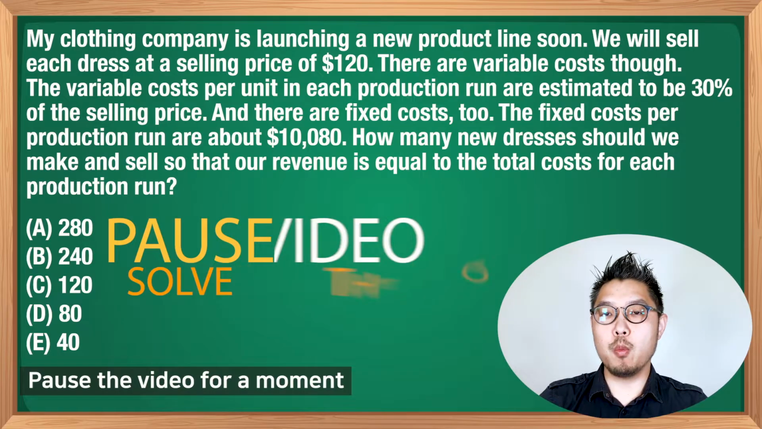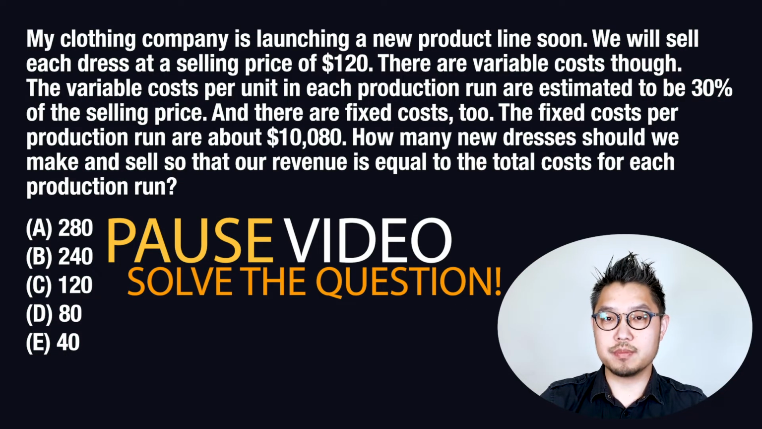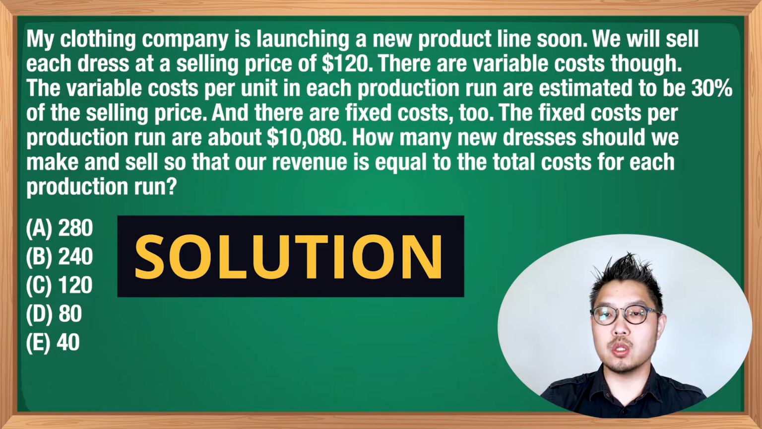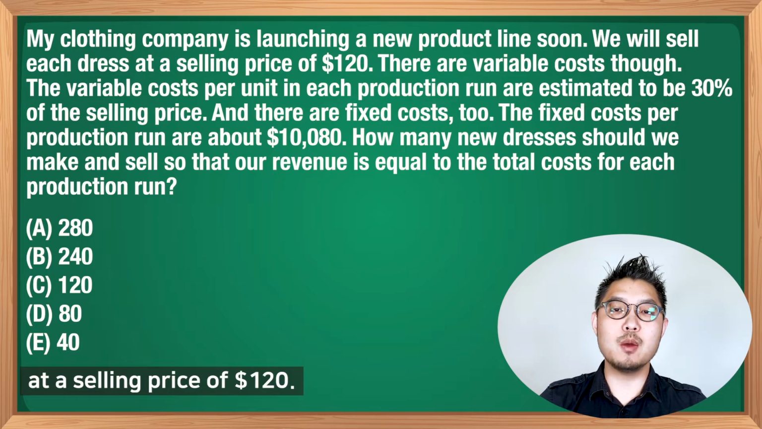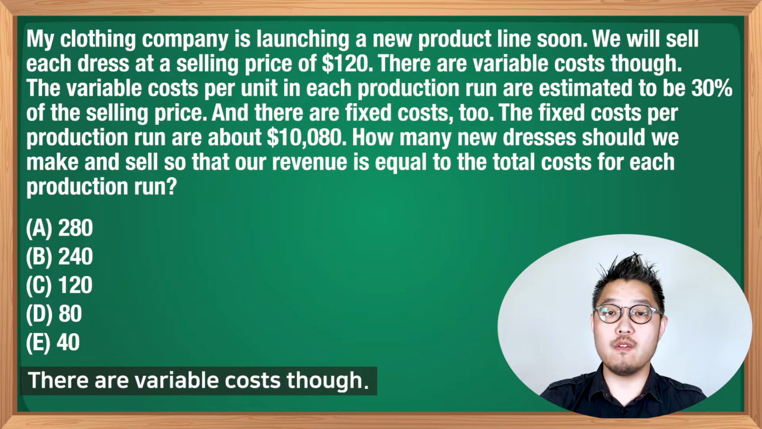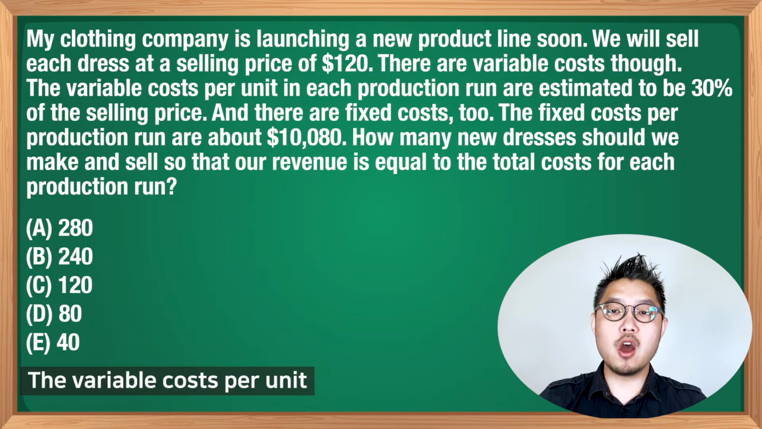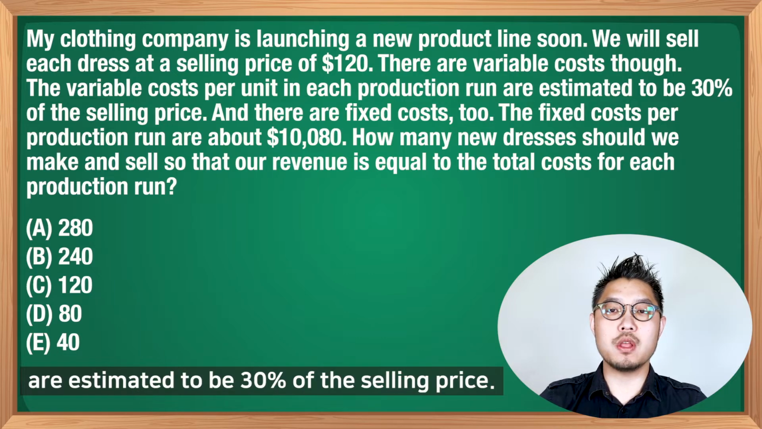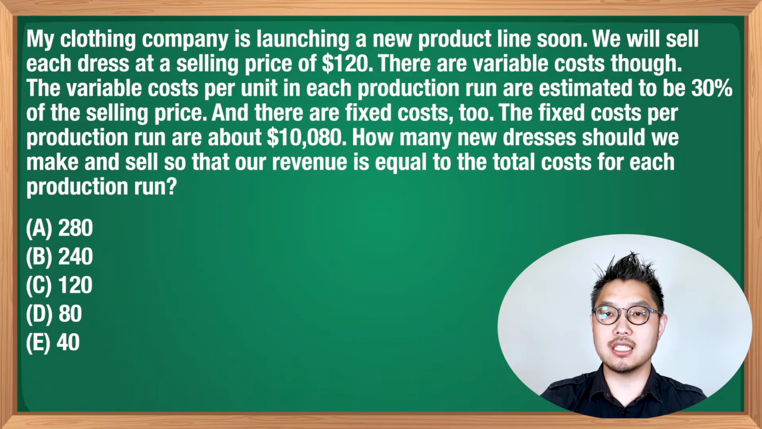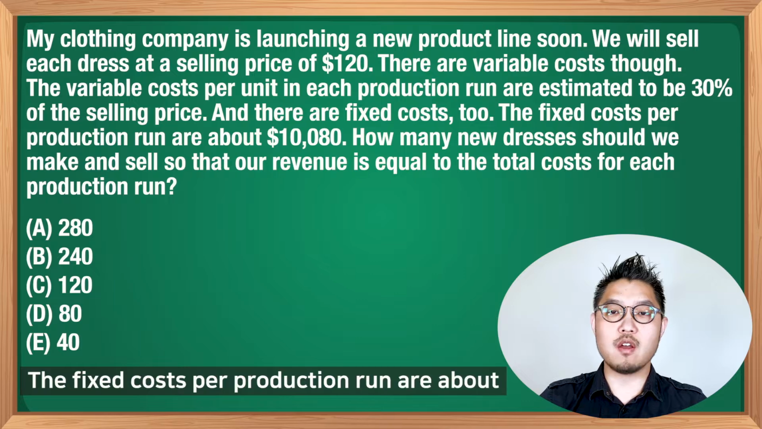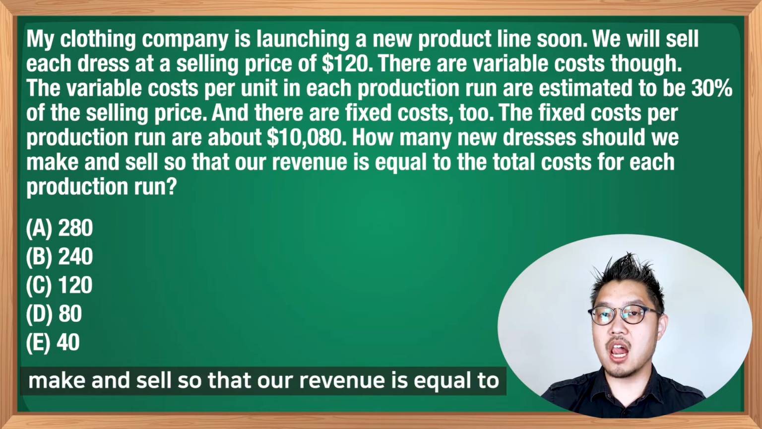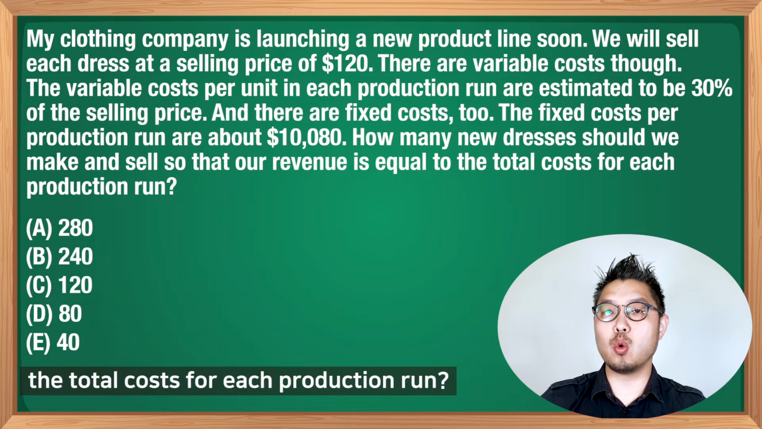Pause the video for a moment and try to solve the question. My clothing company is launching a new product line soon. We will sell each dress at a selling price of $120. There are variable costs though. The variable costs per unit in each production run are estimated to be 30% of the selling price. And there are fixed costs too. The fixed costs per production run are about $10,080. How many new dresses should we make and sell so that our revenue is equal to the total cost for each production run?